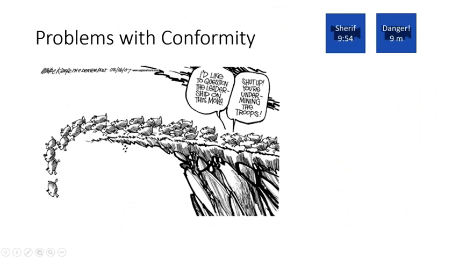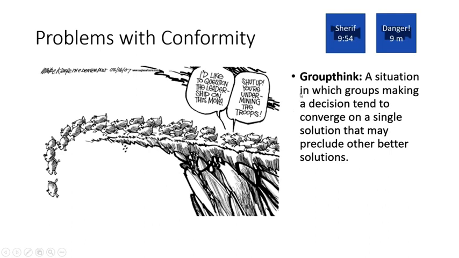So what are some of those problems with conformity? We saw a nice example of how conformity might help with social cohesion, but the problems are just as we're seeing here. I'd like to question the leadership on this move. Shut up, you're undermining the troops. We just go along into our own folly. And a couple of things that we'll come across later in our chapter on groups: a concept called groupthink, in which if we're with a group making an important decision, we tend to converge on a single solution that may not have all the options considered.